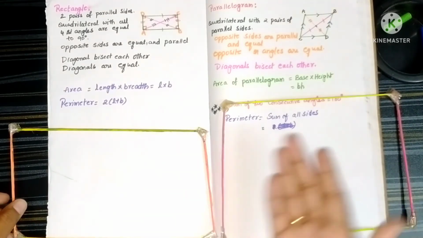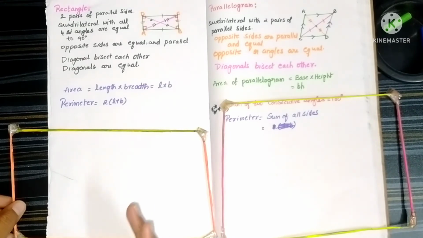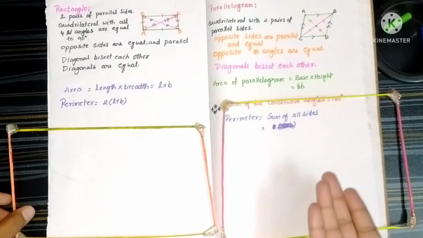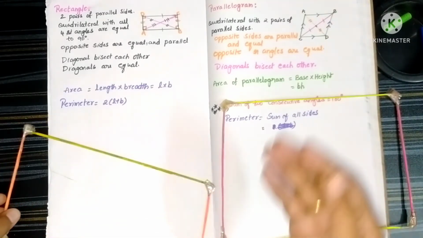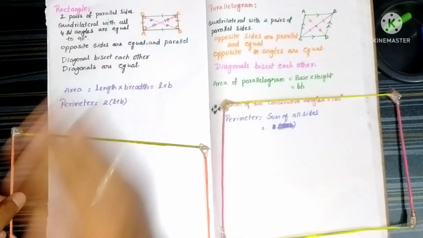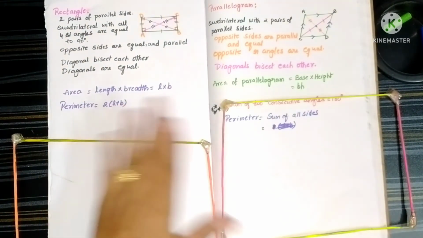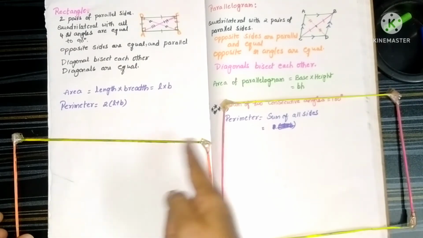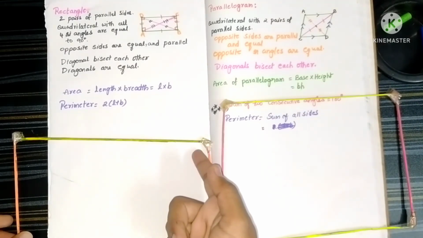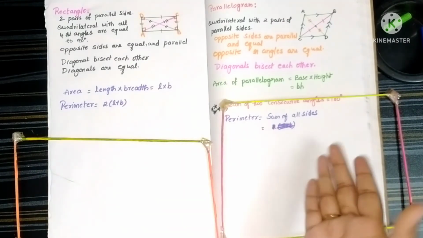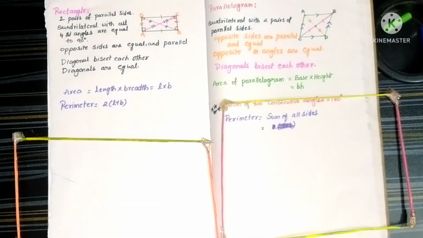But in a rectangle all the angles are equal and they are right angles, 90 degrees. For a parallelogram to be a rectangle, each angle must be a right angle, but in a parallelogram each angle is not a right angle. So we cannot say a parallelogram is a rectangle. But in reverse we can say a rectangle is a parallelogram. Why? Opposite angles are equal, 90 and 90. So a rectangle is a parallelogram, but a parallelogram is not a rectangle. So it is false.